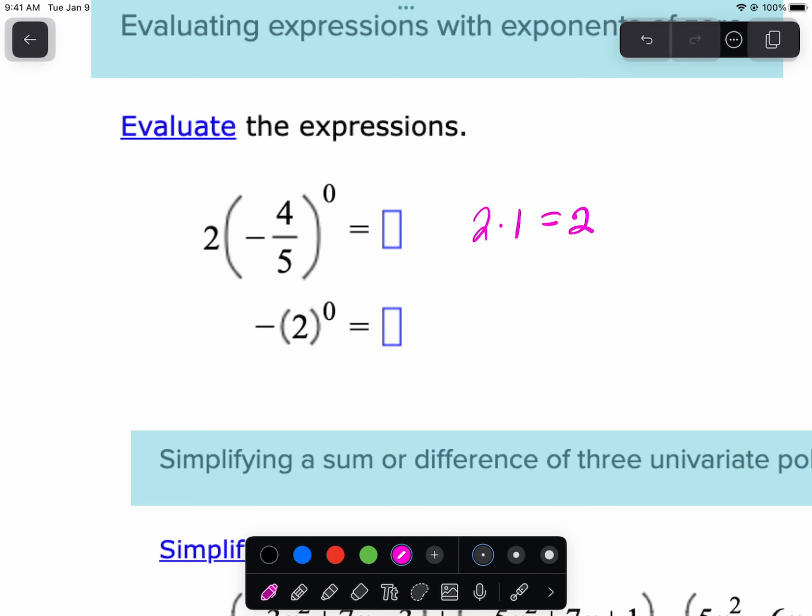Now let's look at the second one and how it's different. This one, only the 2 is to the 0, but the negative is not. So include the negative on the outside, and it's just going to become negative 1. Everybody understand about those powers of 0 and how those work? Anything to the 0 power is 1. So if it's in a parenthesis, that stuff and only that stuff is going to turn into 1. If it's something on the outside, it's just going to multiply by 1.